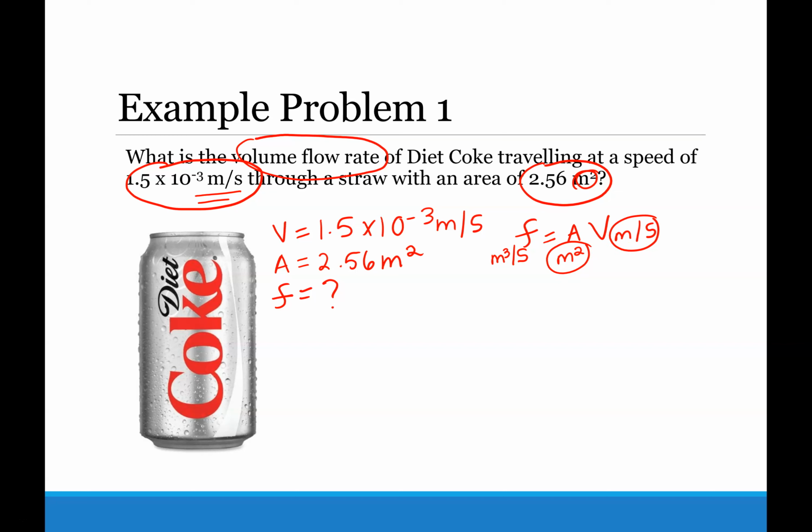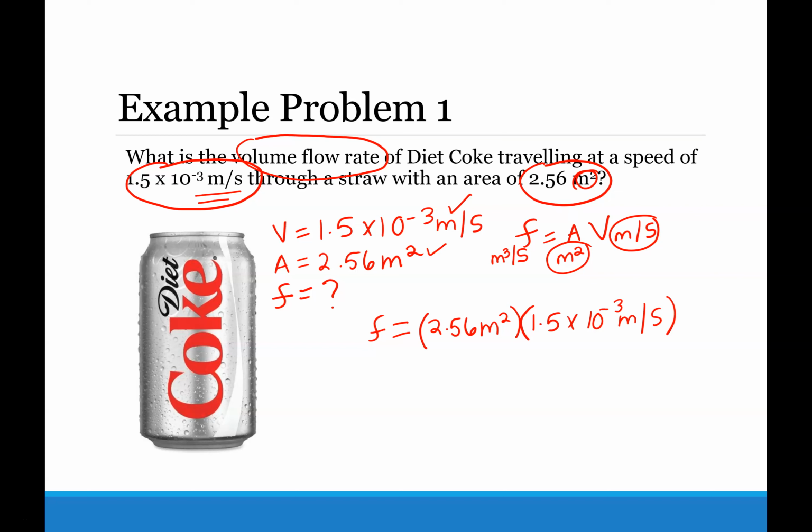So we are looking for volume flow rate. Our area is in the correct units. Our velocity is in the correct unit, so we can just go ahead and plug this into the volume flow rate equation. So volume flow rate equals an area of 2.56 meters squared times a velocity of 1.5 times 10 to the minus 3 meters per second.